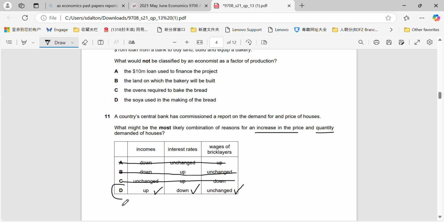Okay, remember that if the wages of bricklayers go up, what would it do? It would increase the price of those houses as the cost of production goes up. But that would not result in the quantity demanded of houses rising if the increase in that price is too high. But as long as the cost of production for the houses stays the same, and it becomes easier to borrow money and we have more money through higher incomes, then it would result in an increase in price, and the quantity demanded for the houses would rise as well.